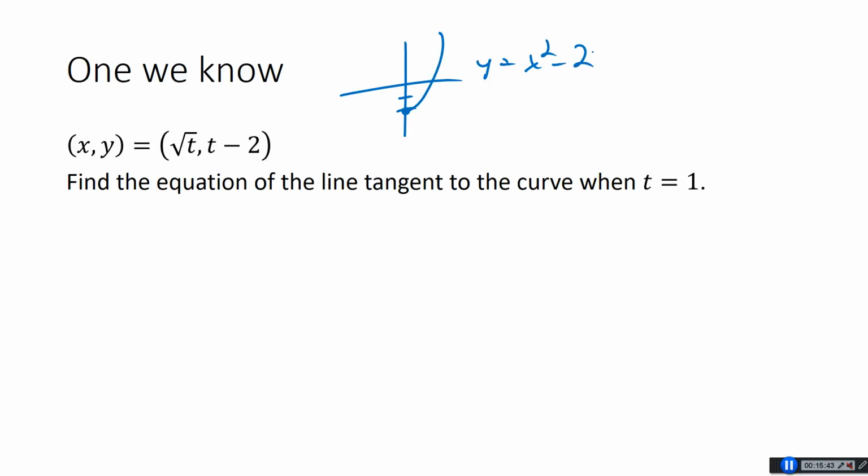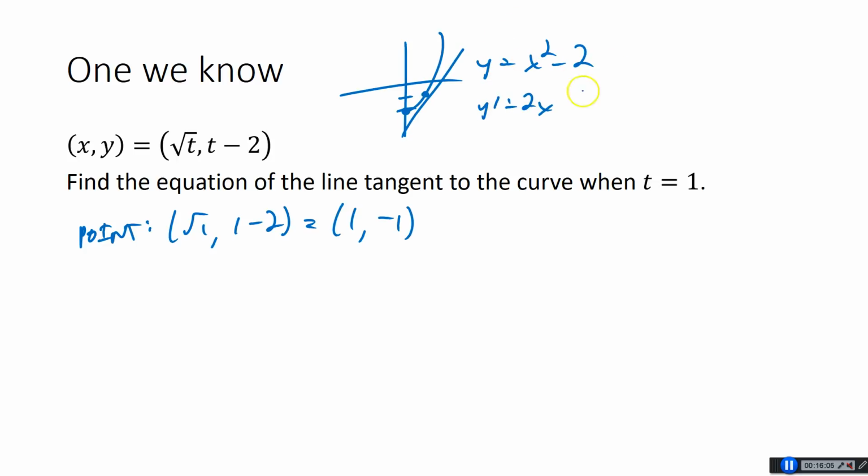So we're going to find the equation of the tangent line to the curve when t equals 1. When t equals 1, we need a point and a slope. For the point, t equals 1, so we have root 1, comma 1 minus 2, which is (1, -1). That makes sense. That's right there. Our slope there, I think it's going to be 1, but let's see if we can figure it out. Maybe it's 2, because y prime would be 2x. So 2 times 1, with x equals 1, should be 2. Let's see if that happens using our formula.